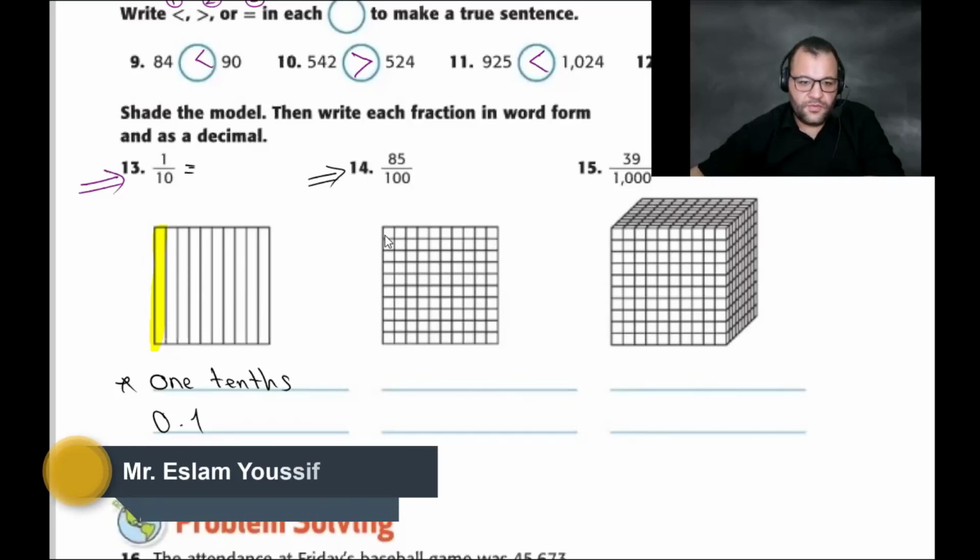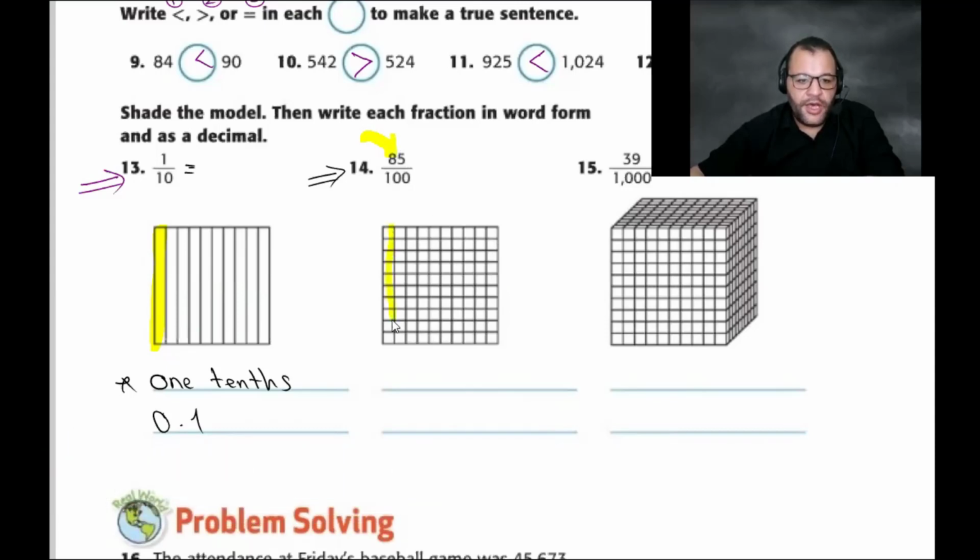You shared 85 boxes. So how is 85? 85 means I will choose 8 columns: 1, 2, 3, 4, 5, 6, 7, and 8. Then I will choose another 5: 1, 2, 3, 4, 5. So how can we write this number in word form?